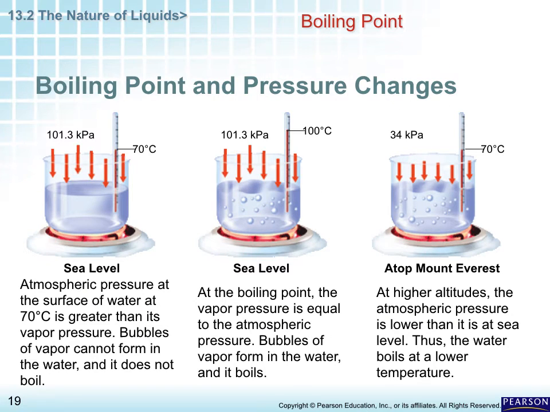At sea level, atmospheric pressure, at the surface of water at 70 degrees Celsius, is greater than the pressure of the vapor. Bubbles of vapor cannot form in the water, and it does not boil. At sea level, at the boiling point, the vapor pressure is equal to the atmospheric pressure. Bubbles of vapor form in the water and it boils. Atop Mount Everest, at higher altitudes, the atmospheric pressure is lower than it is at sea level, thus the water boils at a lower temperature.